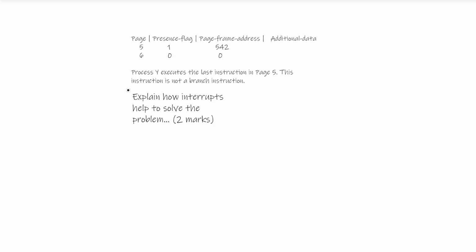Okay, so this next question: explain how interrupts help to solve the problem of this process Y situation with the 6, 0 over 0. Well, here's the situation. When there's an attempt to load an instruction for a page which is not in memory, i.e. page 6, what happens is that it creates what's called a page fault.